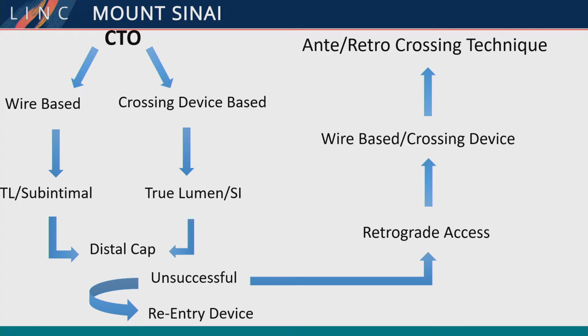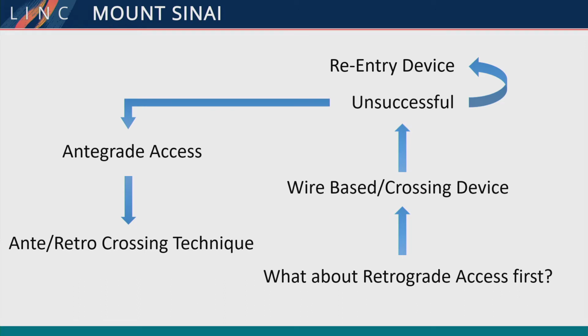All right, so real quick, the strategy. I wanted to talk about CTO. You can go wire-based or crossing device-based. Hopefully getting through would be best, but if you're unsuccessful, you can either go to retrograde access or go to a reentry device at that point. If you go retrograde access, you can also use the same techniques, wire-based or crossing catheter, depending on your sheath size. And then if you still don't cross, you can do advanced antegrade-retrograde crossing techniques, such as double balloon fenestration or the reentry assisted fenestration, reverse CART techniques. You can do the same thing if you start retrograde.